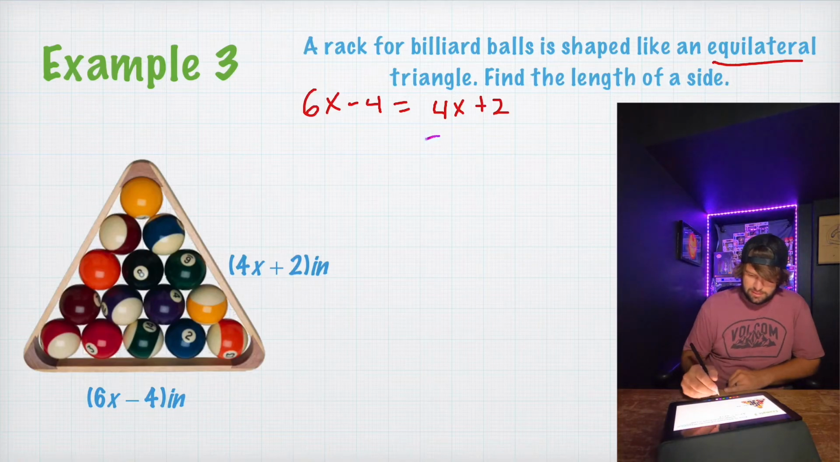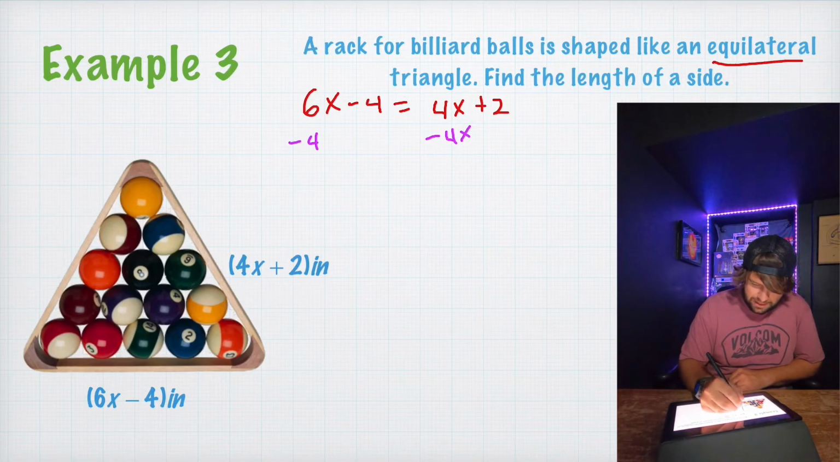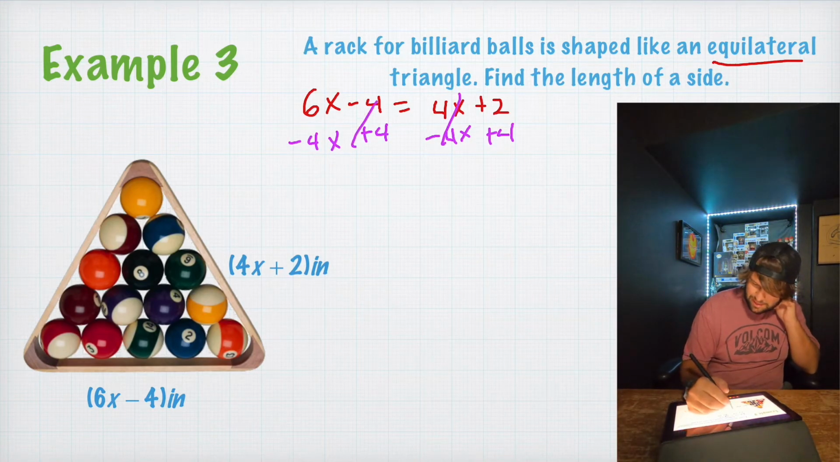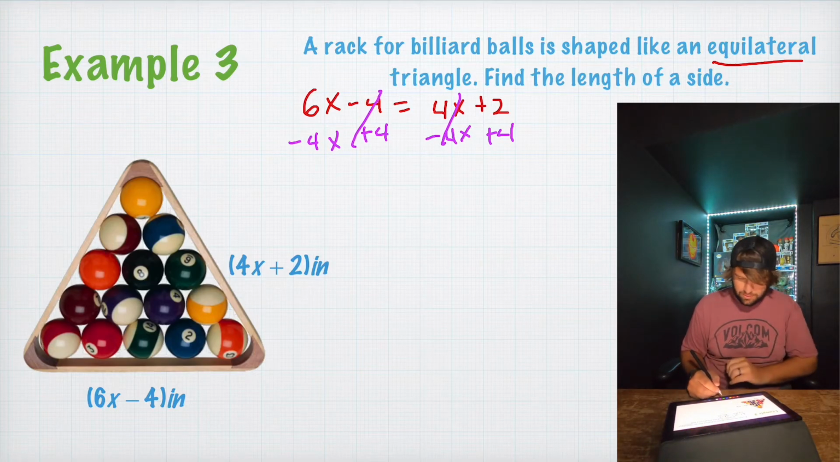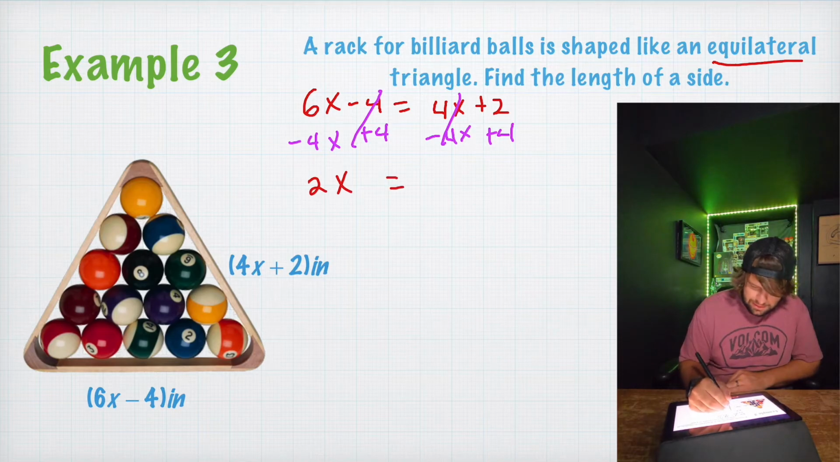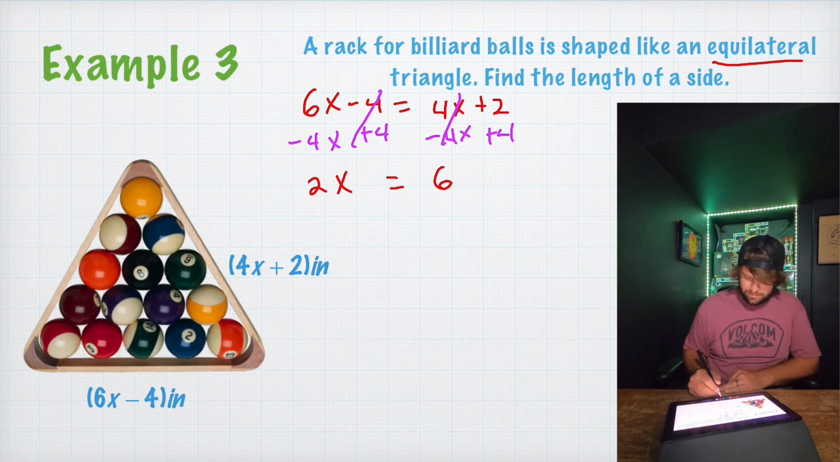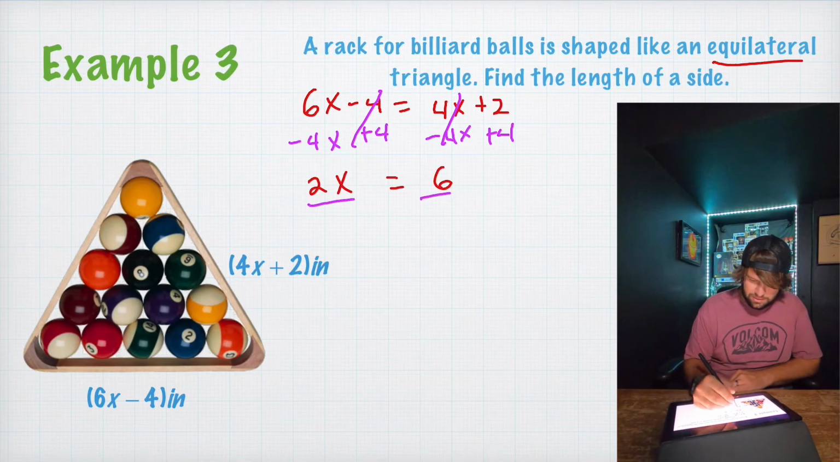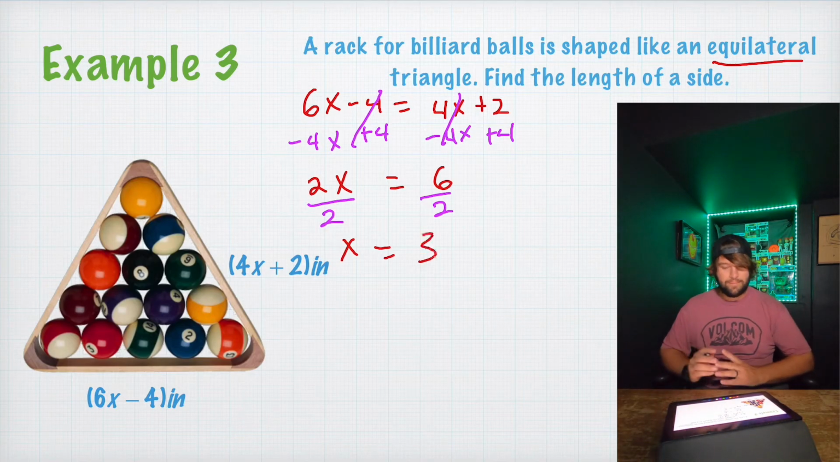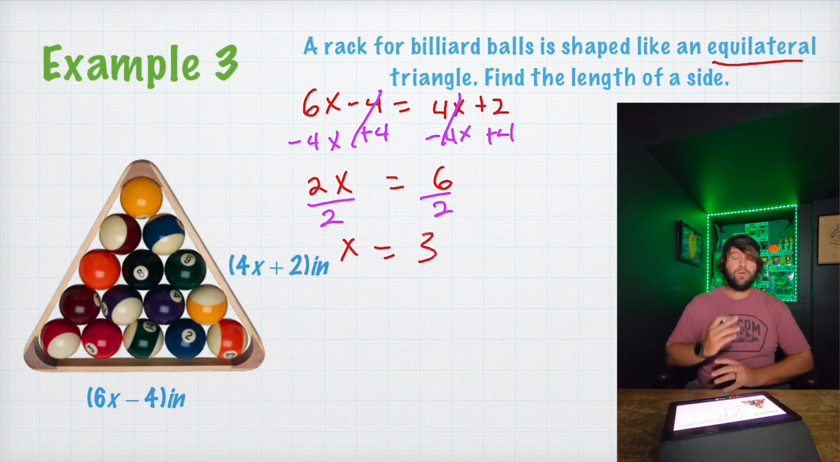So to solve this, let's subtract 4x from each side, and let's add 4 to each side. Okay? The 4x's cancel out, and the 4's cancel out. So we're going to be left with 2x equals 6. Divide each side by 2. X equals 3.